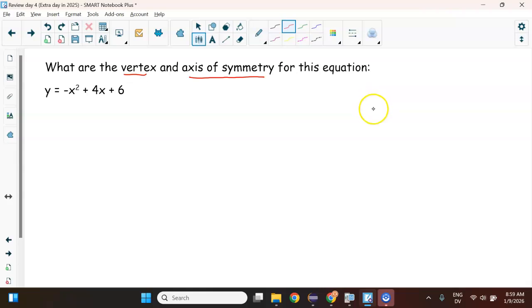Okay, so remember the vertex is either the top of the hill or the bottom of the valley, and the axis of symmetry is a line that goes right through it, making the two halves symmetric or equal. So to find that information, I would again type this into Desmos. So pause the video and see if you can interpret what you get in Desmos to find the vertex and the axis of symmetry. Pause the video, give it a shot.